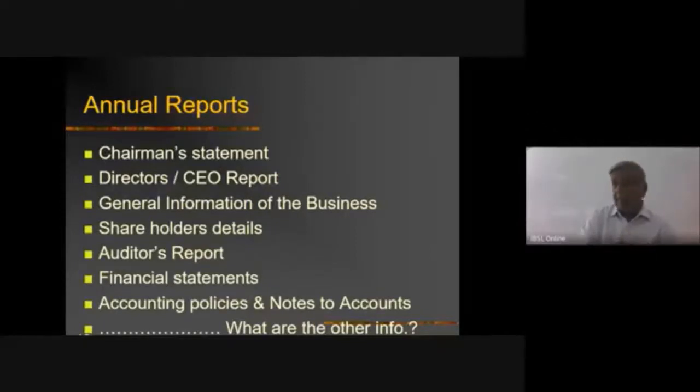There is the chairman's statement about the business development and other things. Then the directors' or CEO's report, the chief executive officer's report will be there. Then general information of the business is given. Then shareholder details, who are the shareholders, their details will be there. Then the auditor's report will be there. The auditor audited the financial statements of this company, so the audited financial statements are included. With that, what accounting policies they have followed is given. Then notes to the accounts also they have given.